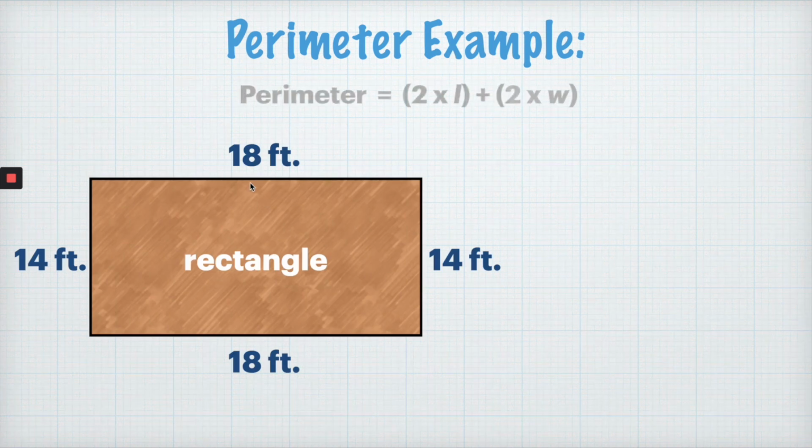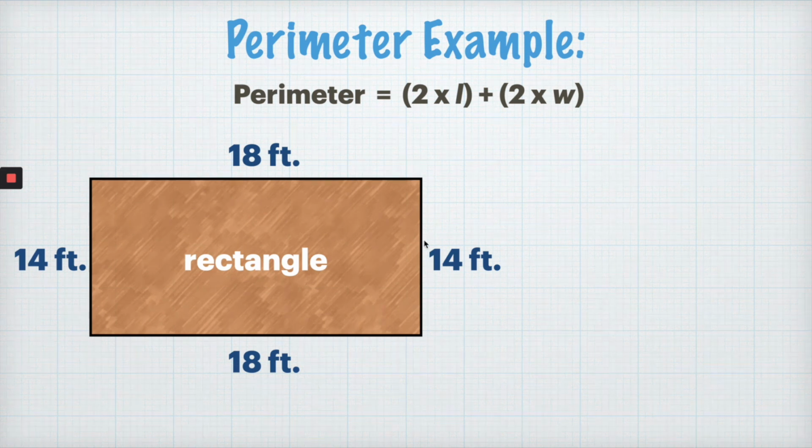Let's look at another example. And we have 18 feet is the length, and the width is 14 feet. And we're going to use our perimeter formula. Perimeter equals 2 times L plus 2 times W.